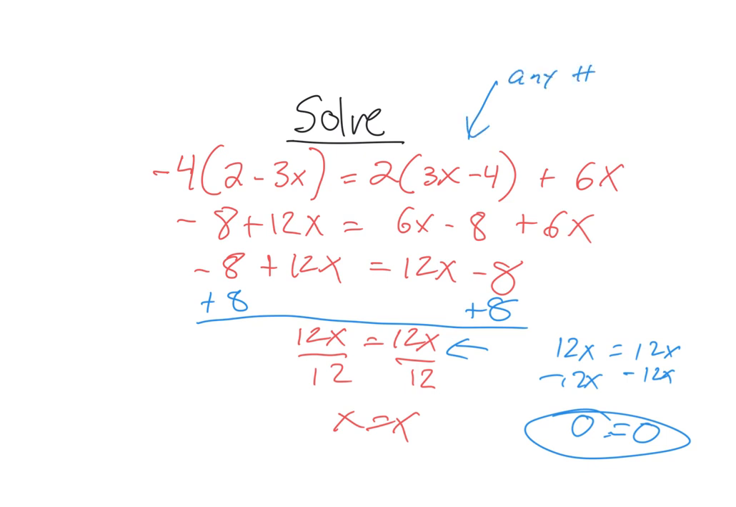Any number works. Put any number into that equation, and you will end up with the same numbers on both sides. So that means my solution is all real numbers. Sometimes it's written as negative infinity to positive infinity, or you can just say the words all real numbers.